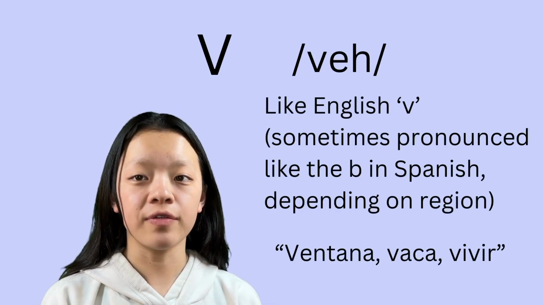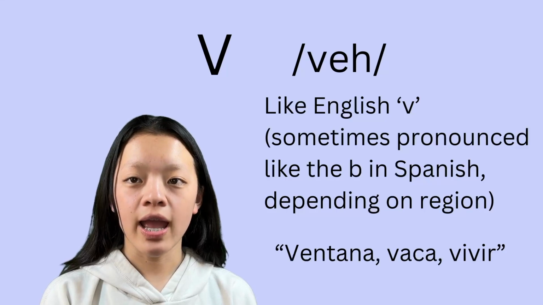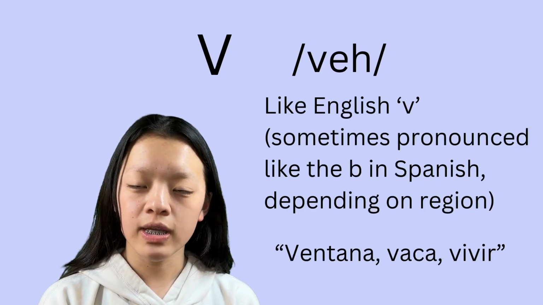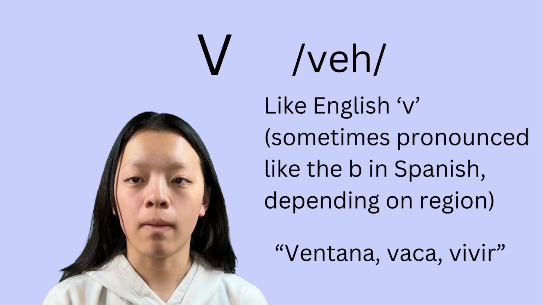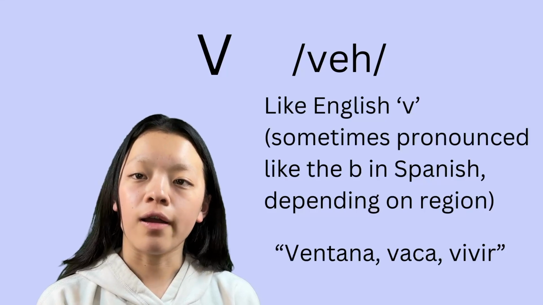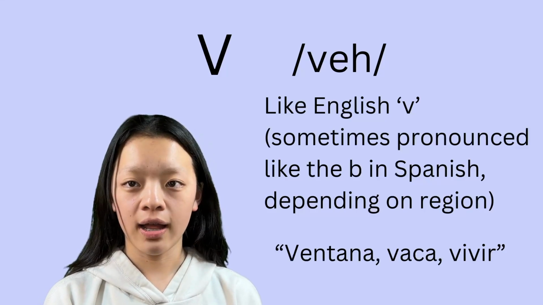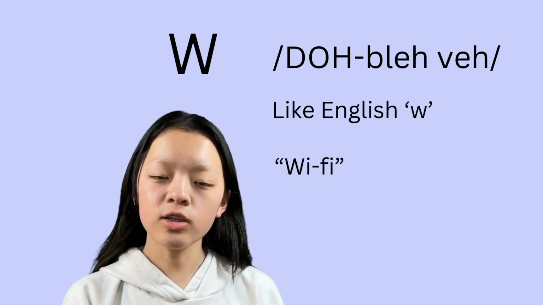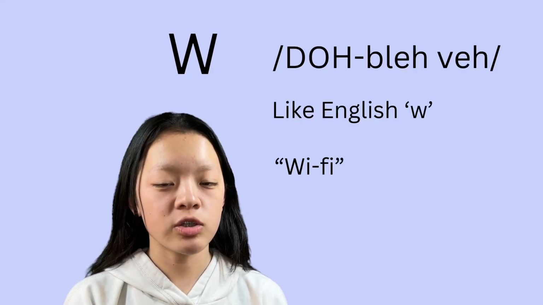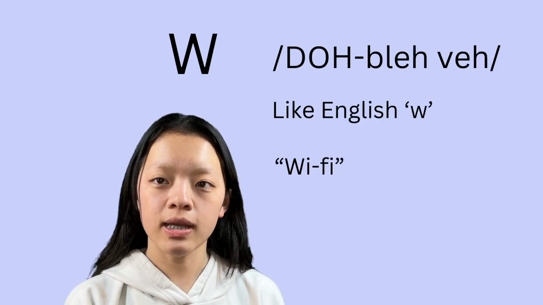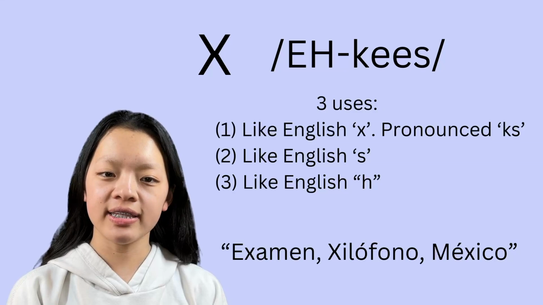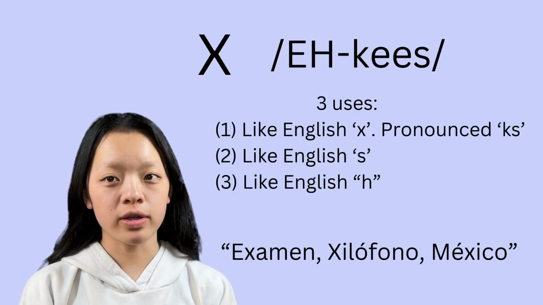The English letter V is ve in Spanish, and it is pronounced in words just like the English V. Sometimes it's pronounced like the Spanish B or be sound, but it depends on the region. Some examples are ventana, vaca, vivir. The English letter W is W in Spanish, and it is pronounced just like the English W. An example is Wi-Fi.